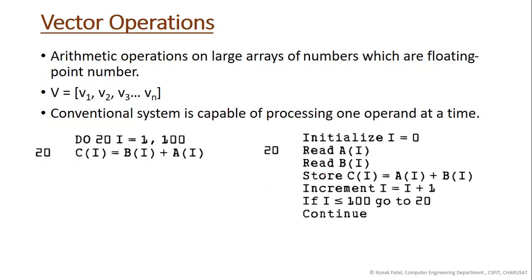If I write this assembly-level program, then I need to write it like this: initialize I equal to 0, then read operands one by one, store the value after the addition, and increment I, and this will go on for 100 times. Conventional, right? So one by one it will execute.